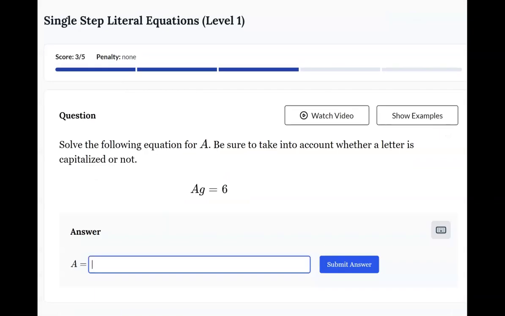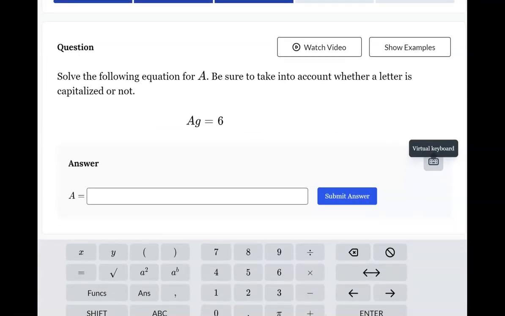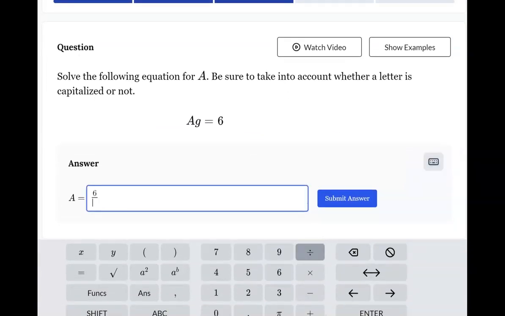In this problem, we're solving for capital A, and capital A is multiplying letter G. The inverse of multiplying by G is dividing by G. So A is equal to 6 divided by G. You can type this using your keyboard, or you can type it using the Delta Math keyboard. 6 divided by G.